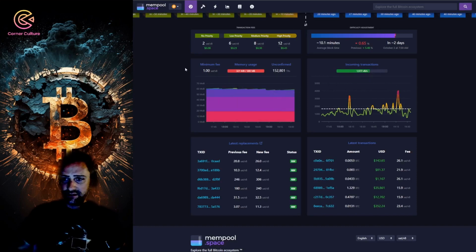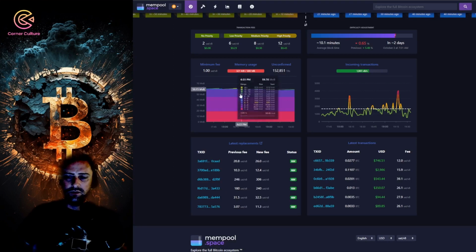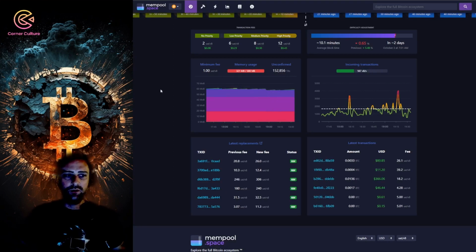This part is really fascinating. This is the total memory usage of unconfirmed transactions. And what's so fascinating about this is it's 150,000 unconfirmed transactions that are sitting in the mempool. That is a ton of transactions. But what's interesting is during the ordinal craze, this number got up to 500,000. Normally I see the number around 250 to 300,000. And right now it's down to 150,000.